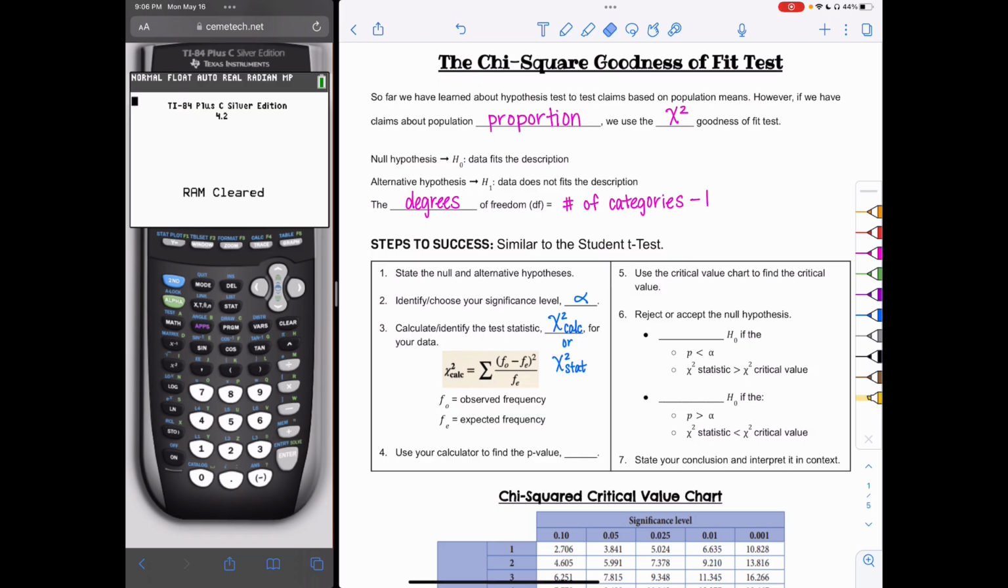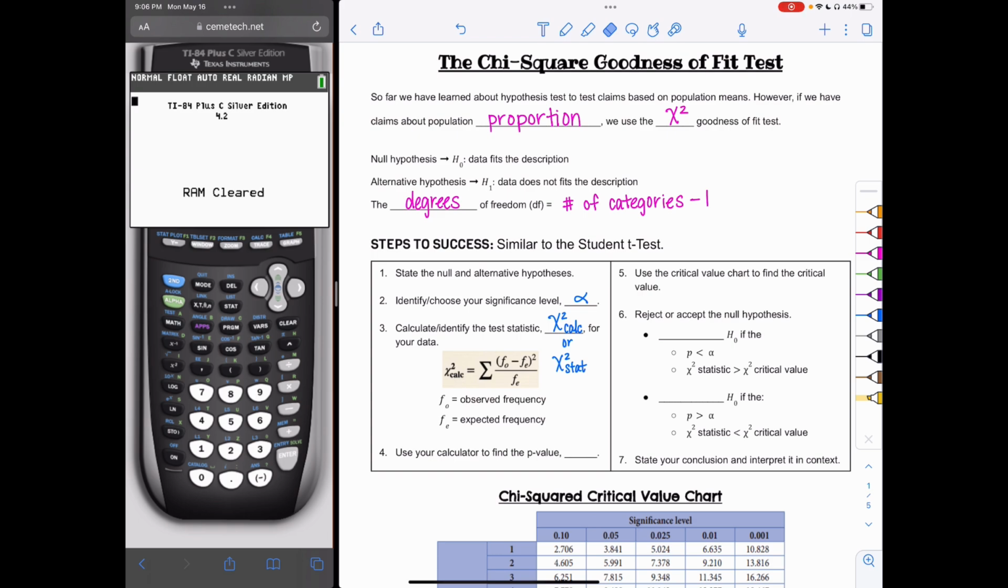Making sure that you understand the chi-square calculation formula, which is the sum of the squares of the differences between the observed and the expected frequencies divided by the expected frequency. We are going to add each of those up. Remember that F sub 0 is your observed frequency, F sub E is your expected frequency.